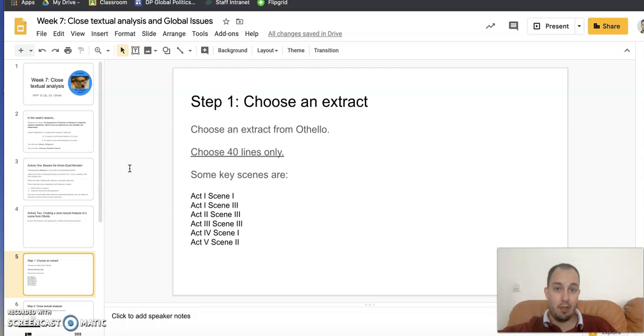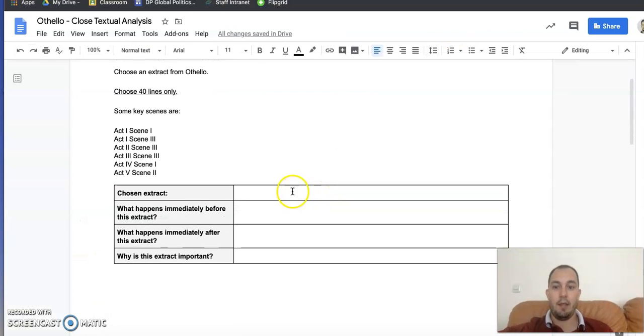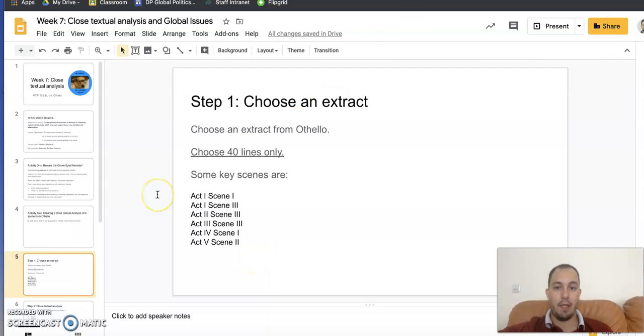So that's your extract. And obviously, as you've done that, you're filling in why you chose the extract, what happens immediately before, what happens immediately after this extract, and why is this extract important. Okay?